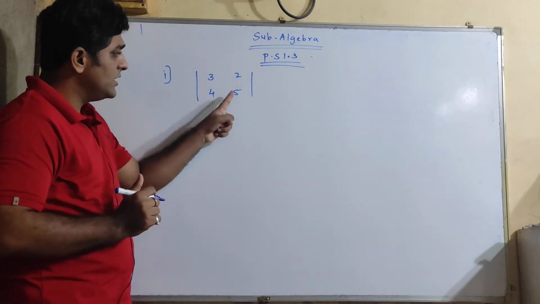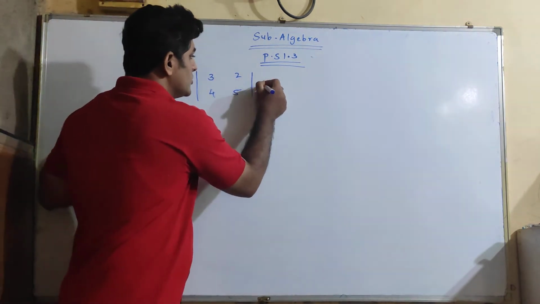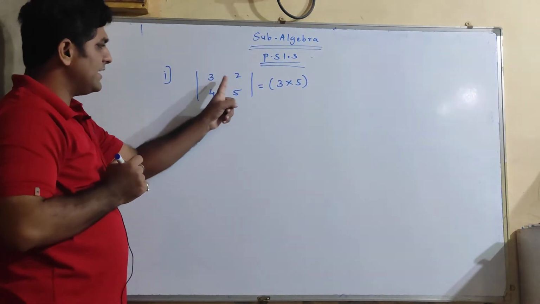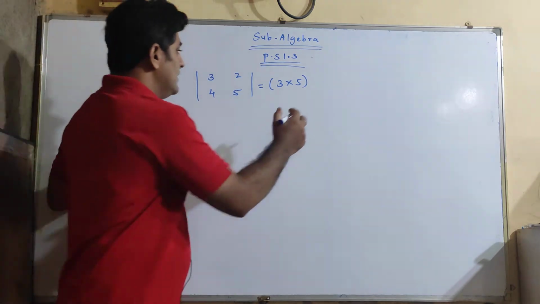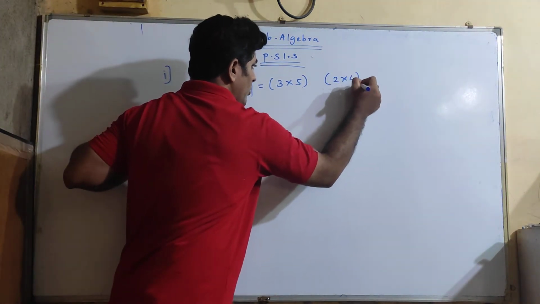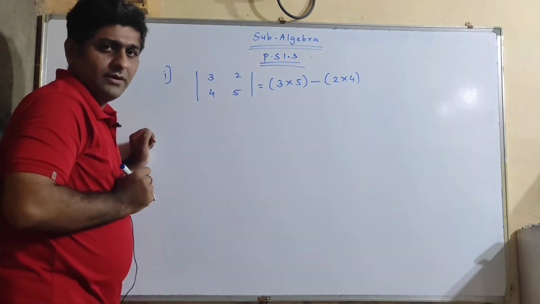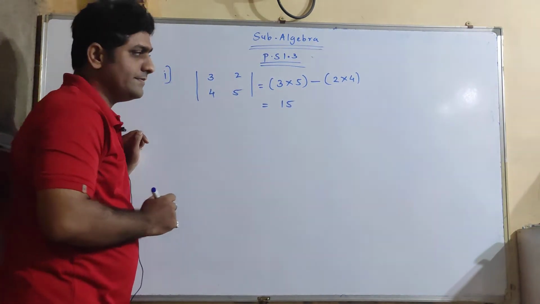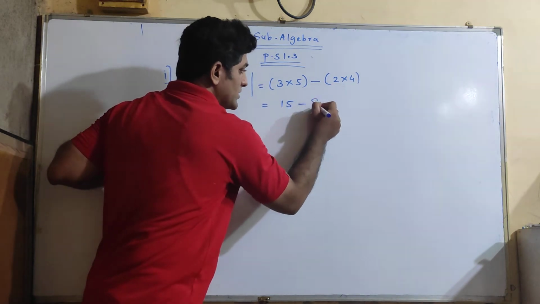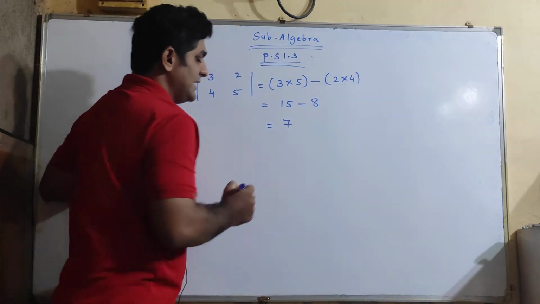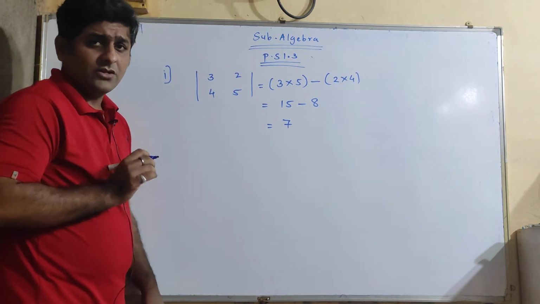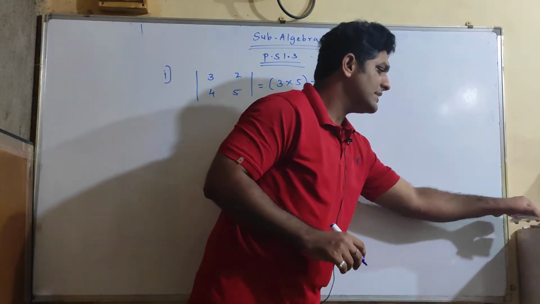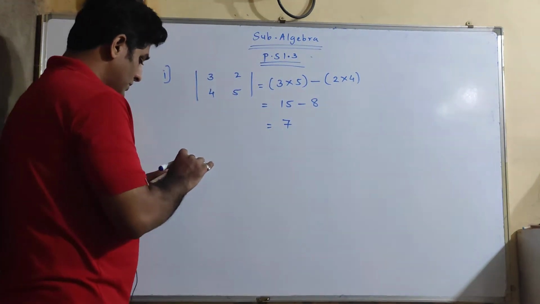So as you know students, cross multiply first. So this is 3 multiplied by 5, and then again cross multiply the numbers. This is 2 multiplied by 4, and subtract them. Correct? So now 3 fives are 15 minus 2 fours are 8. So 15 minus 8 is 7. So this is how we are going to find the value of a determinant. Let's take one more example about this.